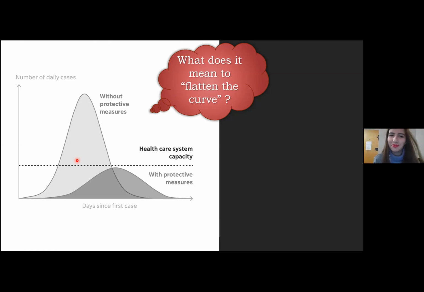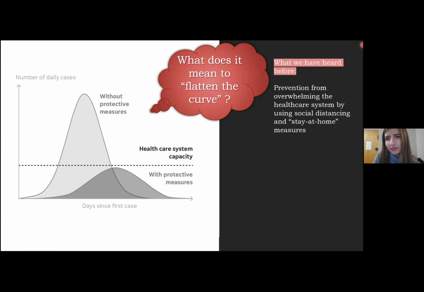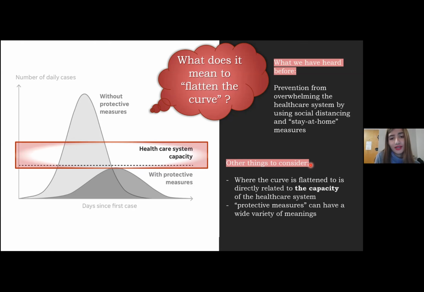And it kind of made sense, but I thought it was worth it to just explain what it means to flatten the curve. So what we've heard before is just preventing the overwhelming of the healthcare system by using social distancing and stay-at-home measures. But something that a lot of the times is not really discussed when we talk about flattening the curve is the idea of the healthcare system capacity.